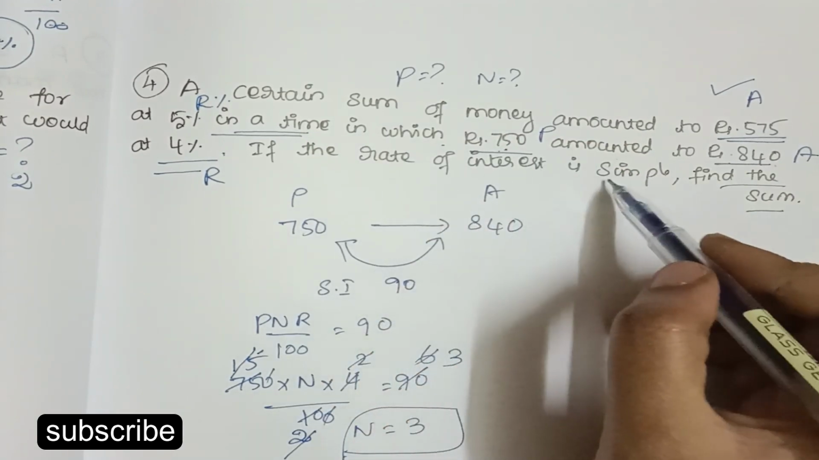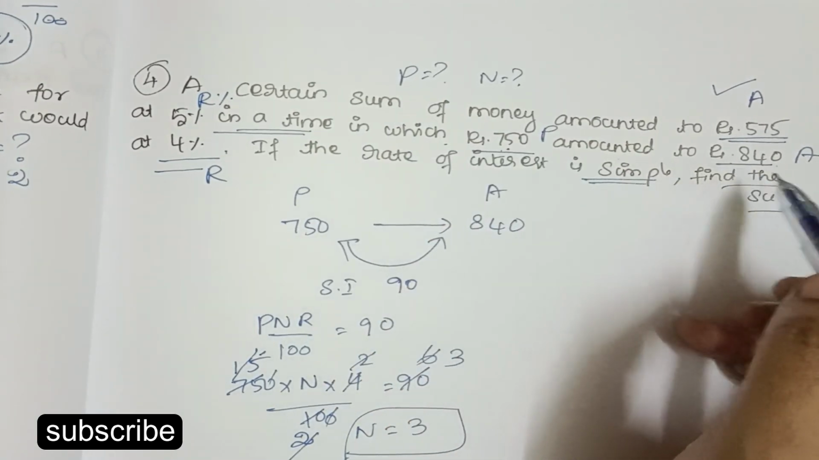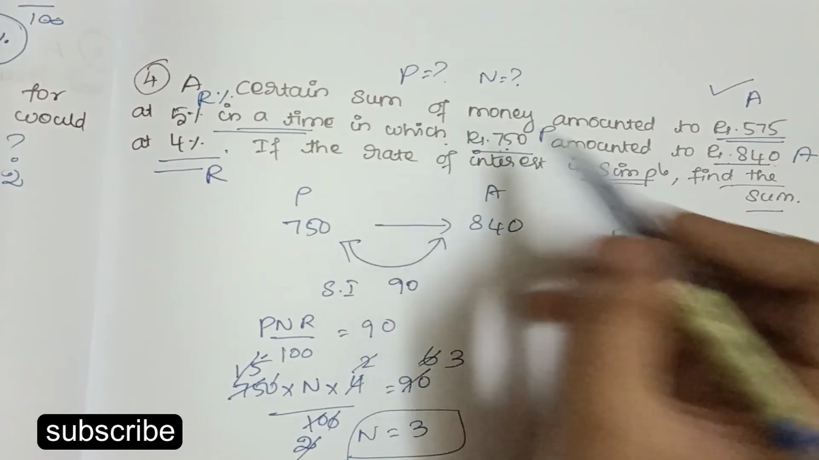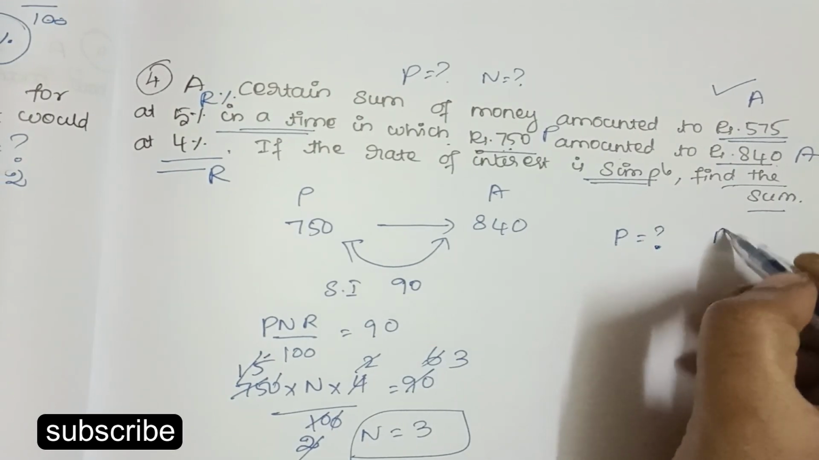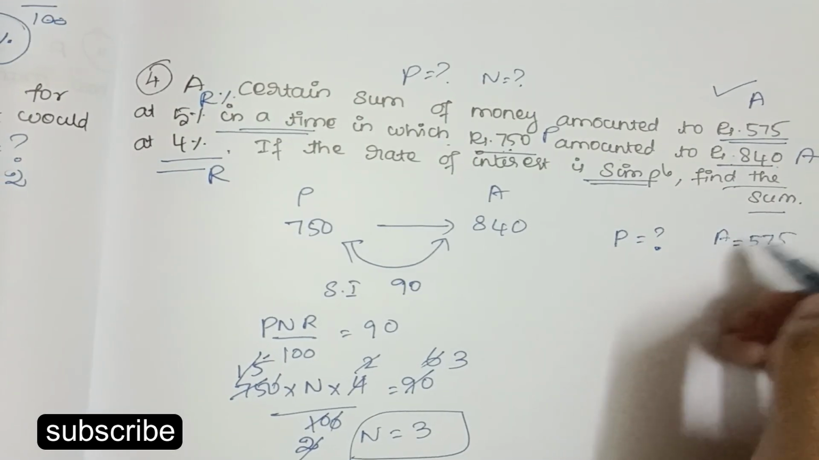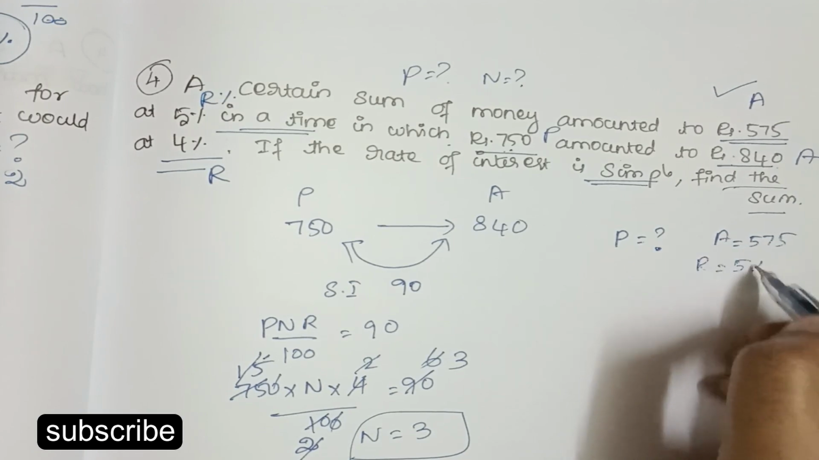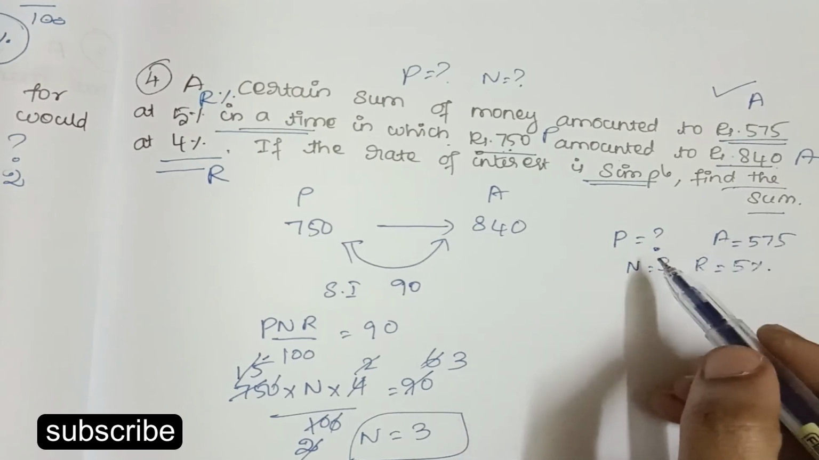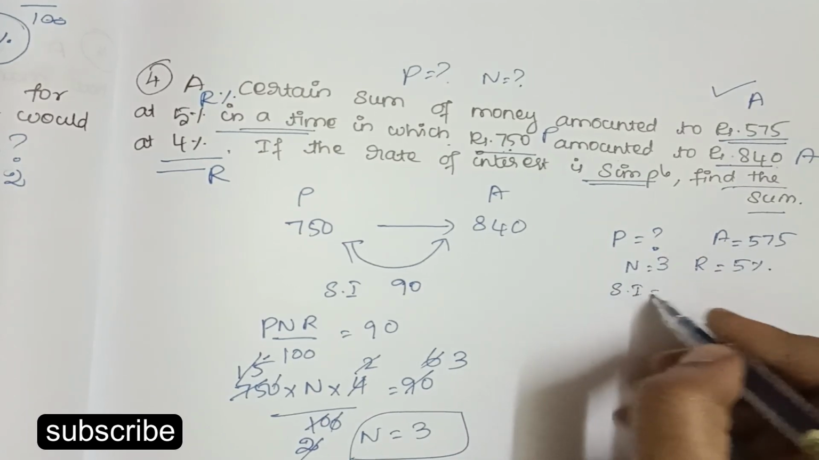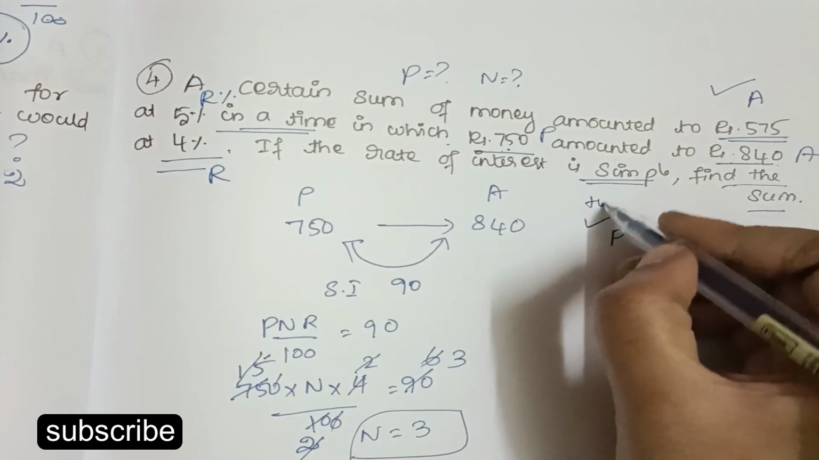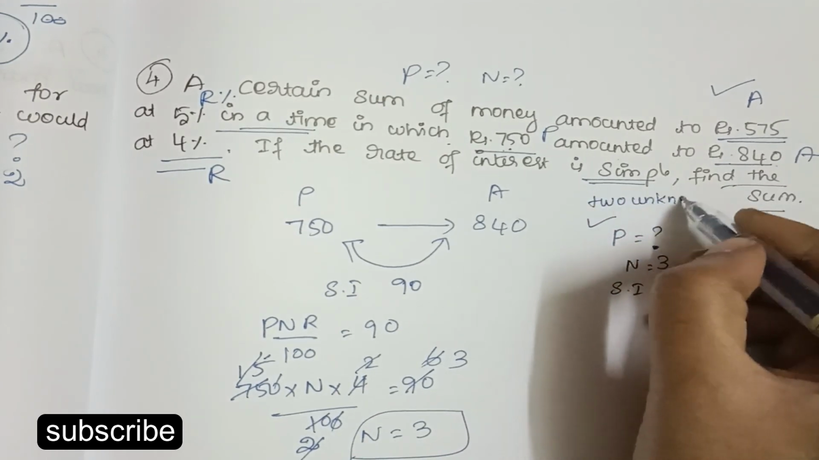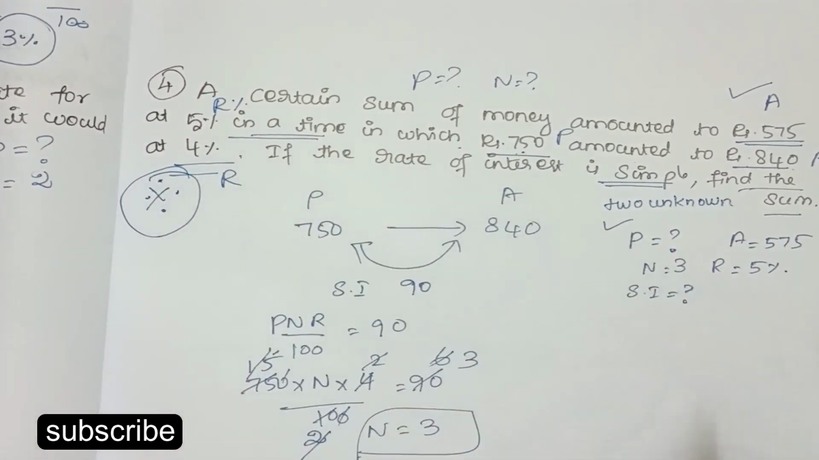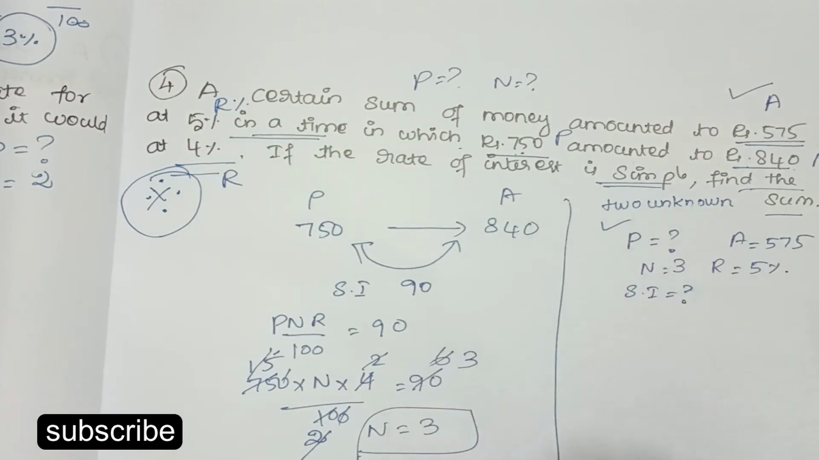If the rate of interest is simple, find the sum for the first line. Here in the first problem, principal is not given, only amount is given. Amount is 575, rate of interest is 5 percentage, and number of years is 3. So how to solve? Here principal and simple interest are also not given. Here two unknowns are given. How to solve this sum? It is an important question in IBPS exams, SBI exams also. Let us see.